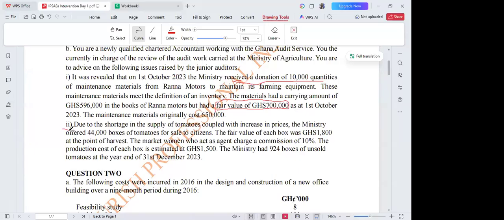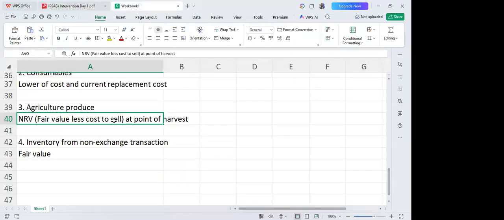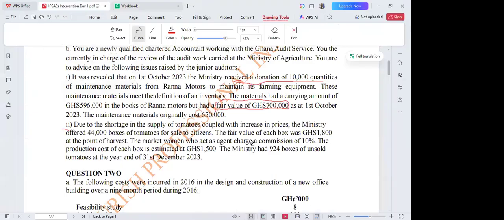Agriculture. Yeah, Kwesi, your hand is up again. Okay, the next is agriculture, Helen: fair value. Agriculture, but agriculture is not just fair value. It's fair value less cost to sell, or net realizable value at the point of harvest. So it's not just fair value. It's fair value less the cost to sell, or the net realizable value at that date.